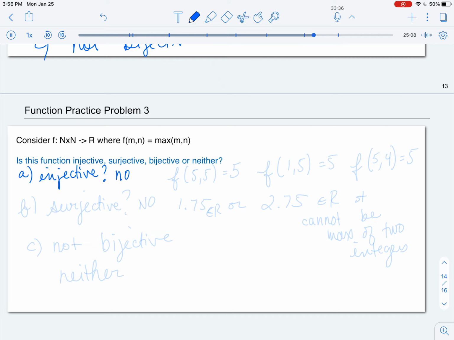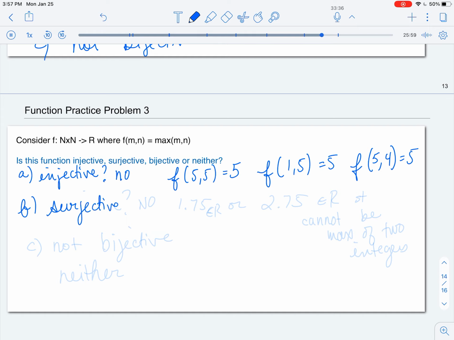So is it injective? And we can say no, because we can come up with many ordered pairs that will map to the same point in the reals. So for example, f of 5, 5 will map to 5. And f of 1, 5 will map to 5. And f of 5, 4 will map to 5. So you can see we've just given many different points, the points 5, 5, 1, 5, and 5, 4, that all map to the same point in the codomain. So it is not injective. We just gave 3 counterexamples. So now let's think about surjective.